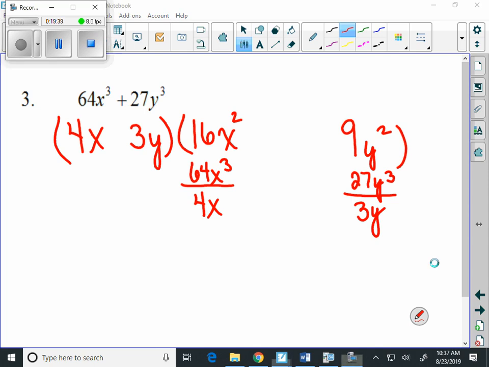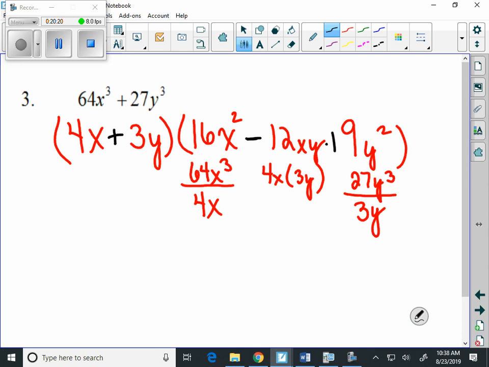Our middle value, for the middle value, we're going to take 4x times 3y. Take each of the values in the first parentheses, the little parentheses, and multiply the numbers together. 4 times 3 is 12. X, y. We like to write the number first. And then to finish this, we're going to put in the signs. That's where SOAP comes into play. Same sign. Opposite signs. Always positive.